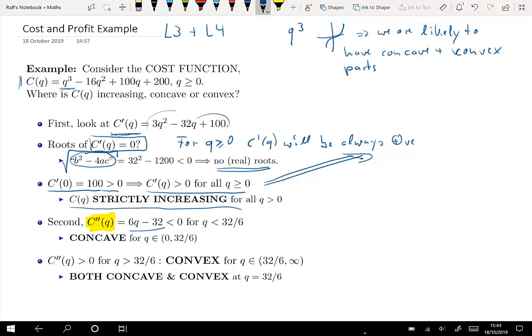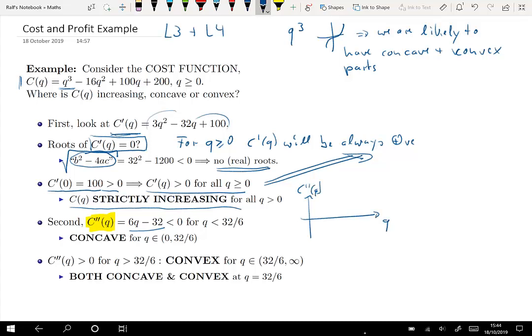So what about the second derivative? So here's our first derivative. We take the derivative of that. That gives us the second derivative, 6q minus 32. Now, it turns out that is smaller than 0 for q smaller than 32 over 6.